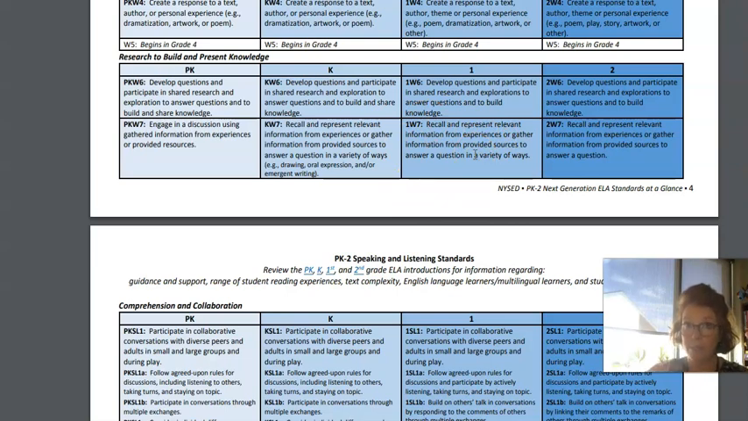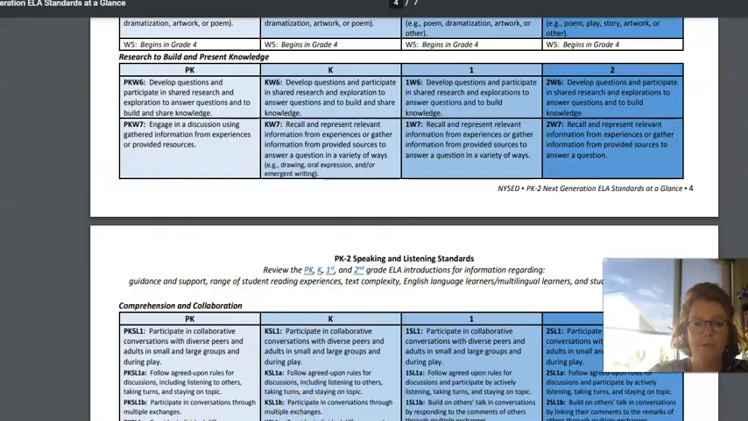Sometimes students like to begin with the standards first to give them ideas. Hey, how could I use this book? Well, there's a lot to use when you start with the standards. So make sure that you use those standards posted.